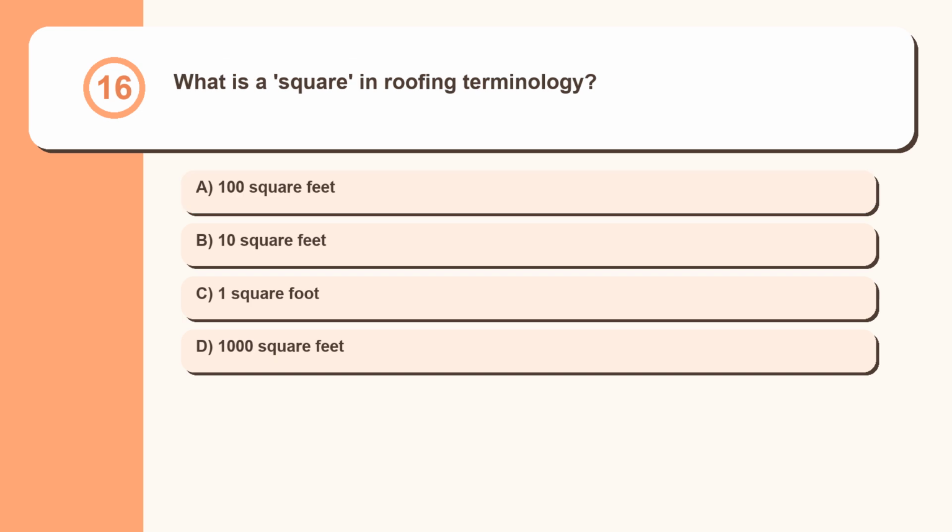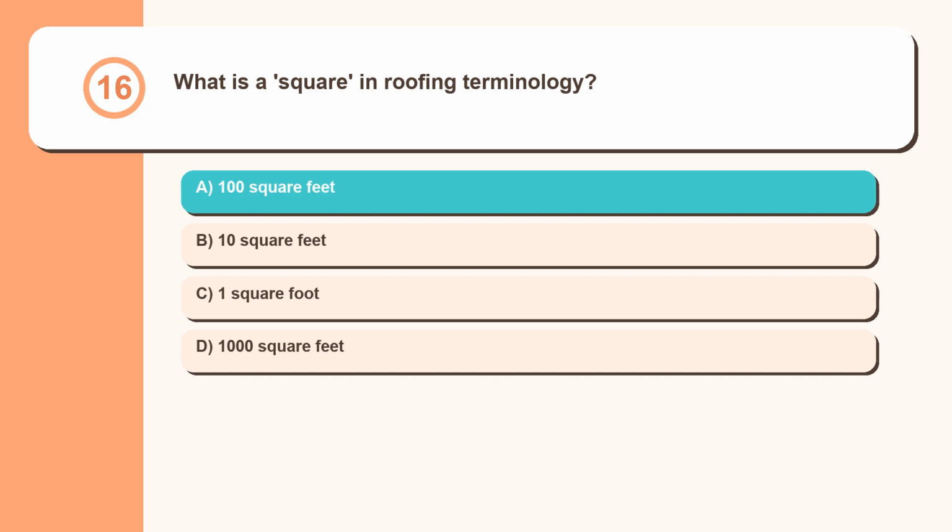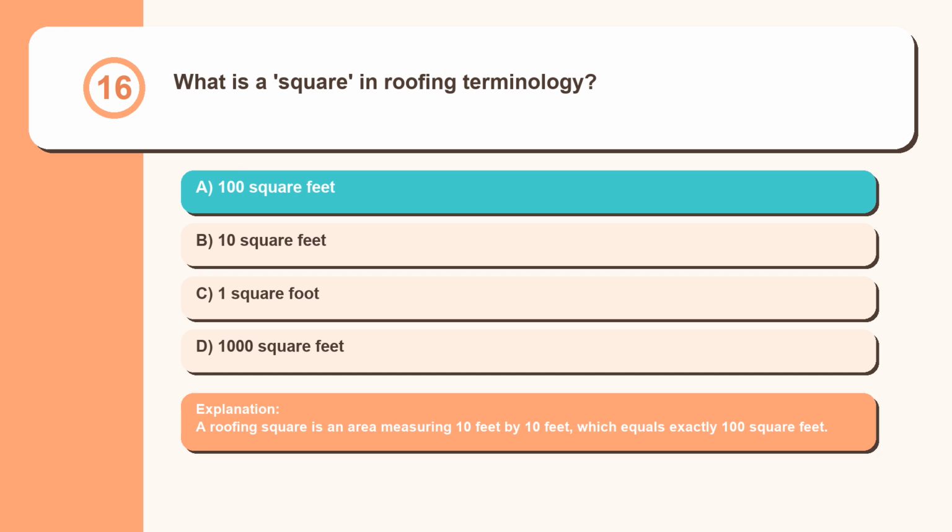Question 16. What is a square in roofing terminology? 100 square feet, 10 square feet, 1 square foot, 1,000 square feet. A roofing square is an area measuring 10 feet by 10 feet, which equals exactly 100 square feet.